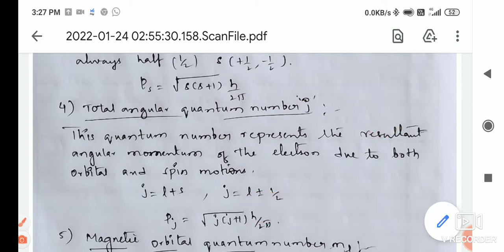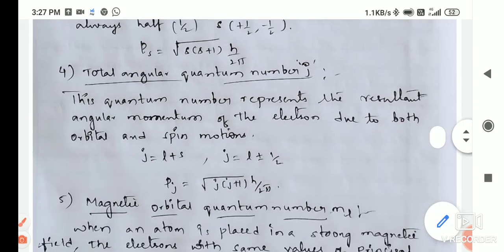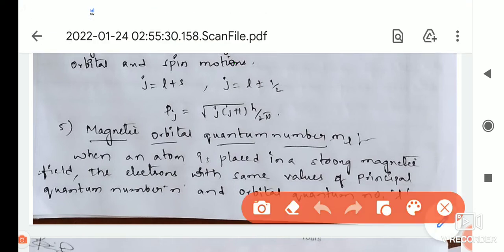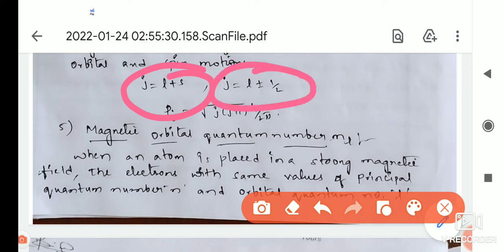The electron will have orbital motion and also spin motion. So, the total angular momentum is represented by J. J is equal to orbital angular momentum plus spin angular momentum, that is, orbital quantum number plus spin quantum number. It can also be represented by J is equal to L plus or minus half. Here, plus is for one direction of rotation of spin of the electron, and minus for the other, anti-clockwise direction.